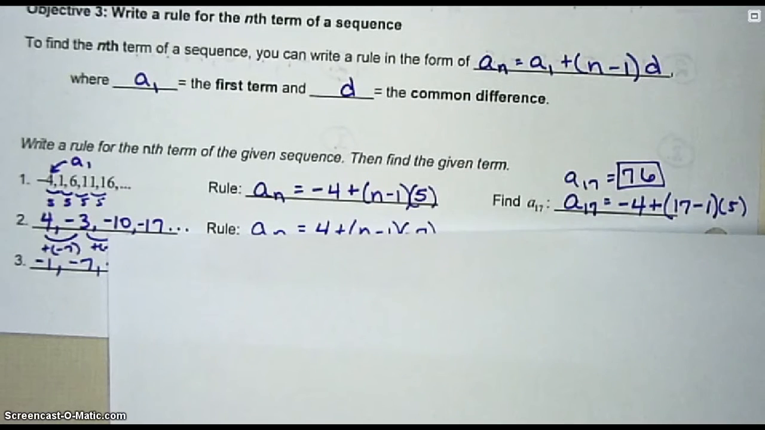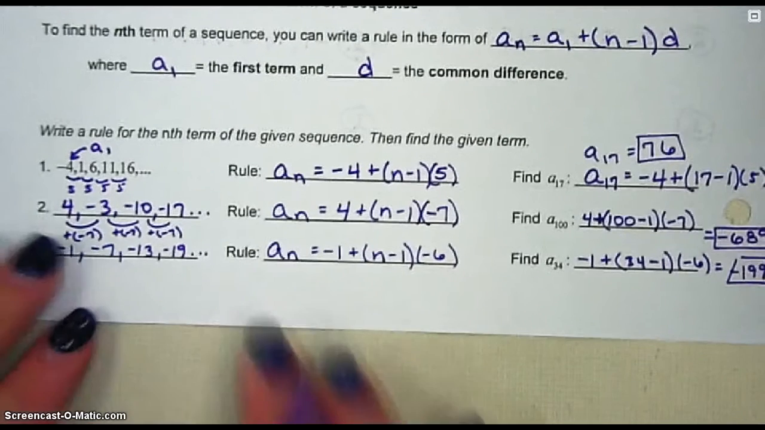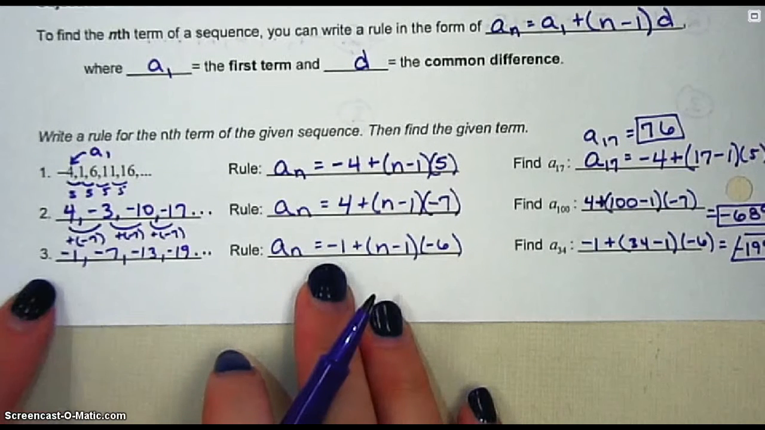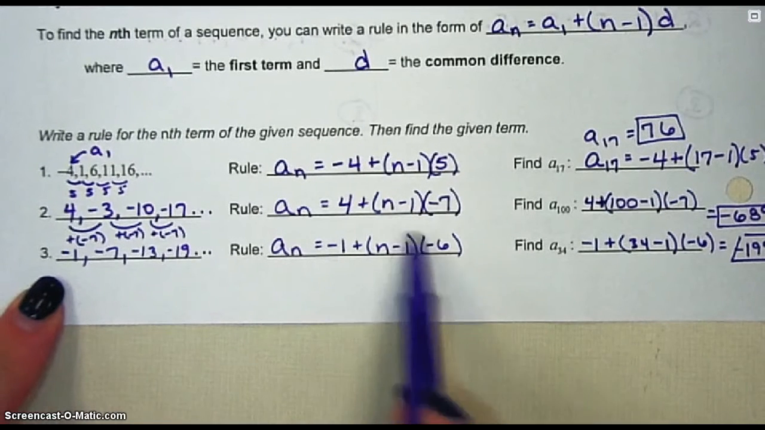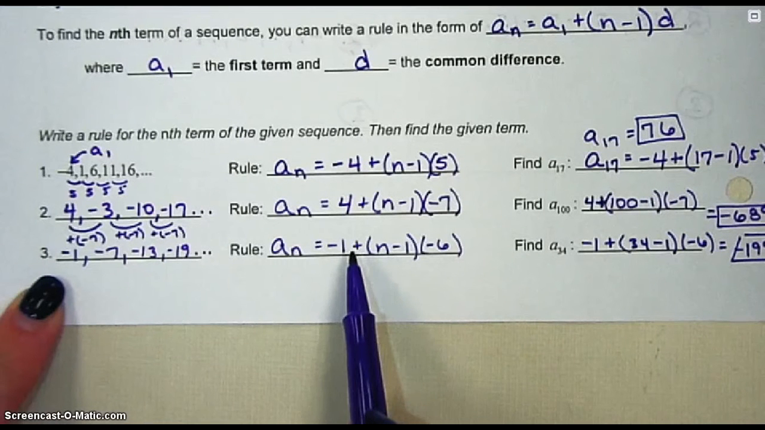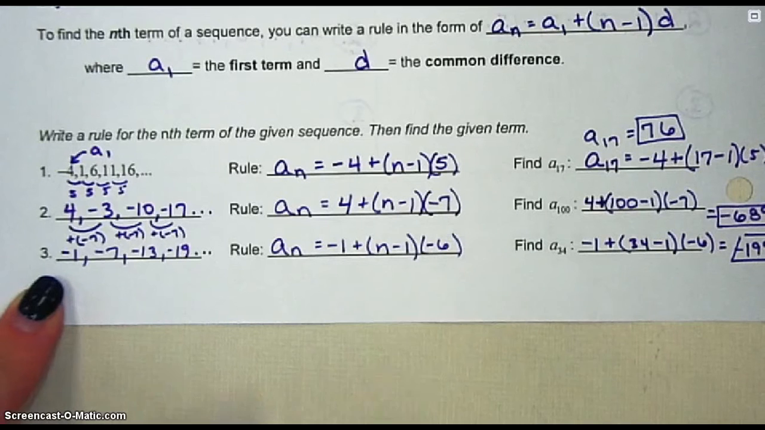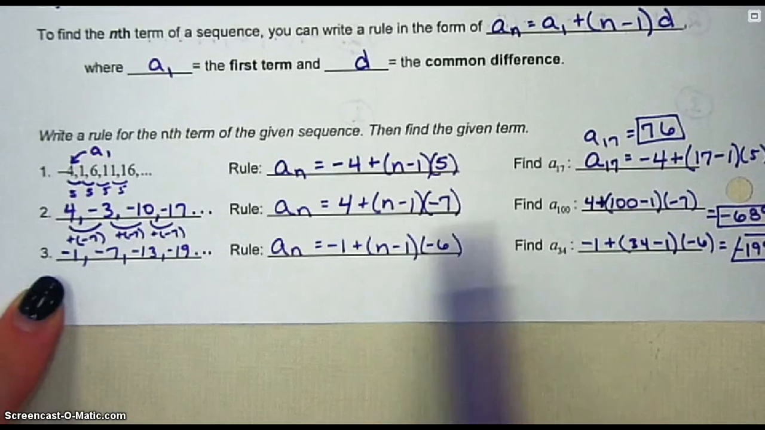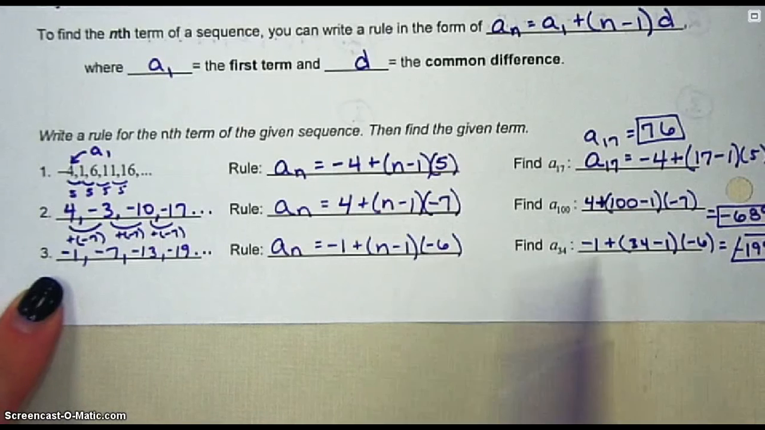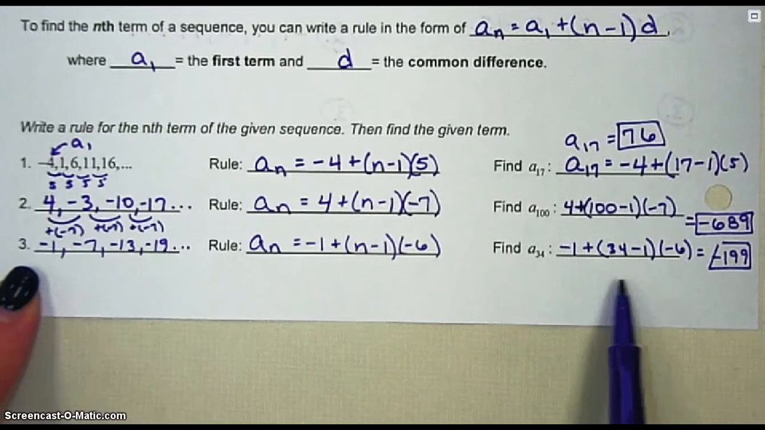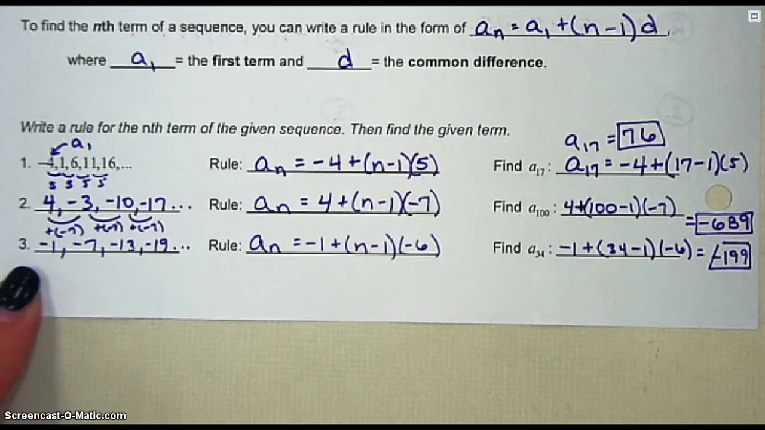All right, hopefully you're ready to check. So the rule is a sub n, make sure it says a sub n, equals negative 1 is the first term, plus n minus 1 in parentheses, don't forget the plus, that plus is very important. And then parentheses around negative 6. You are subtracting 6 every time, which means that's the common difference. If you do not have parentheses, it is incorrect. Make sure you also have the letter n. The 34th term, when you plug it in, is negative 199.